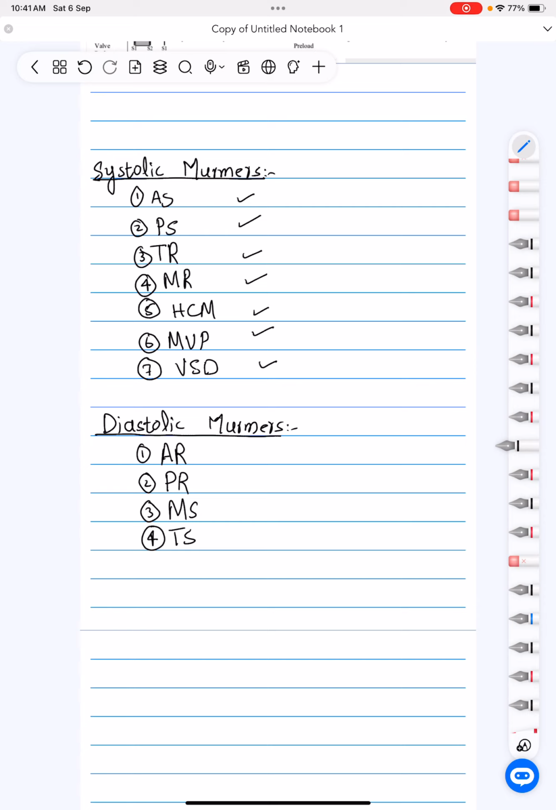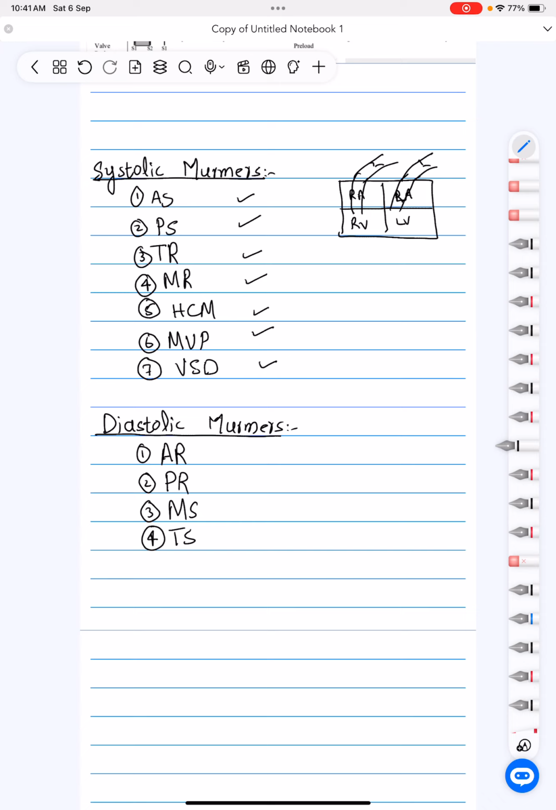Now, how to remember these is to look at the heart chambers. The heart has 4 chambers: right atrium, left atrium, left ventricle, and right ventricle. The two superior valves are the aortic valve and the pulmonic valve. The pulmonic valve arises from the right ventricle and the aortic valve arises from the left ventricle.